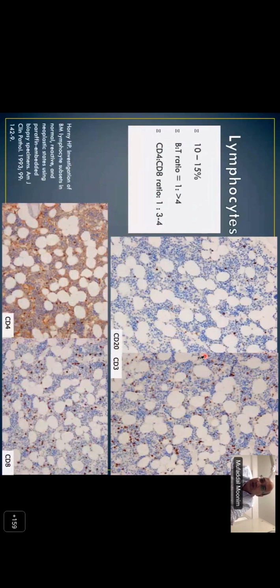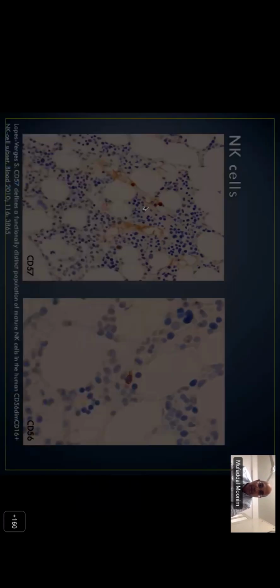The bone marrow also contains a lot of lymphocytes, usually 15% of total nucleated count. And most of them are T cells, as you can see from the top two pictures, you've got about 4 T cells for every B cell. And the CD4 CD8 ratio in the bone marrow is in favor of CD8 positive cells. So you've got far more CD8 positive lymphocytes in the bone marrow than helper T cells.